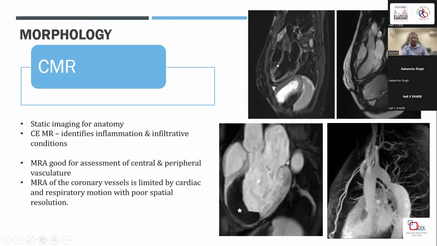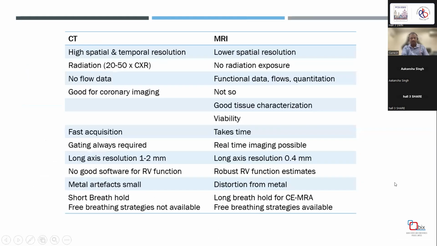So there's black blood imaging, there's white blood imaging. These are static images. This is a gadolinium enhanced CMR, which is showing a thrombus in the aneurysm of the LV. And this is the MRA, which shows a nice coarctation. So these are some of the applications only.